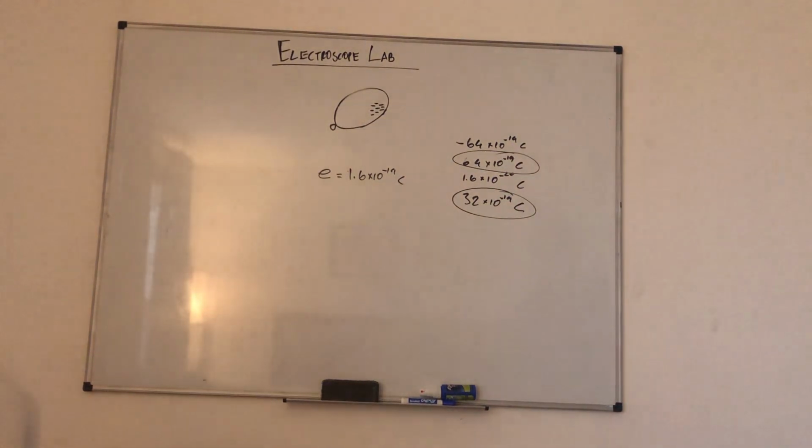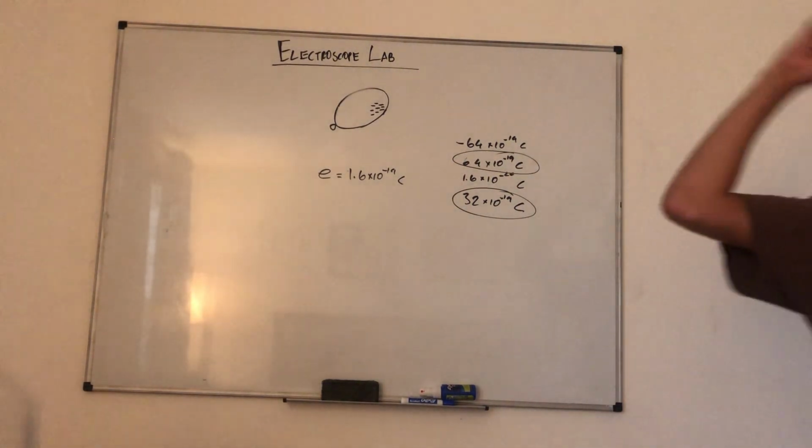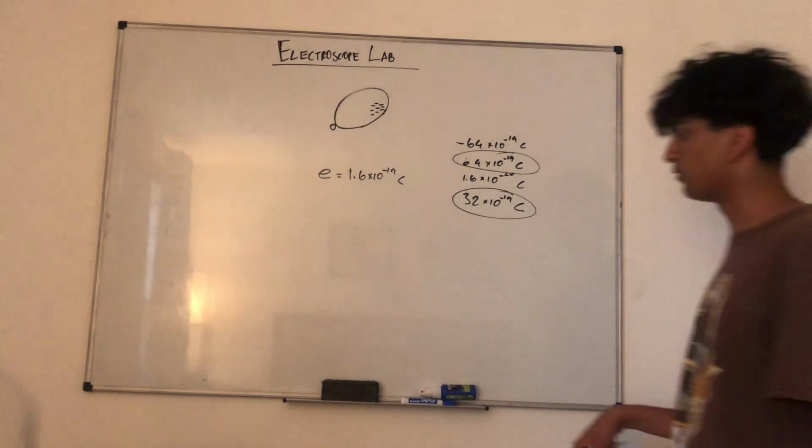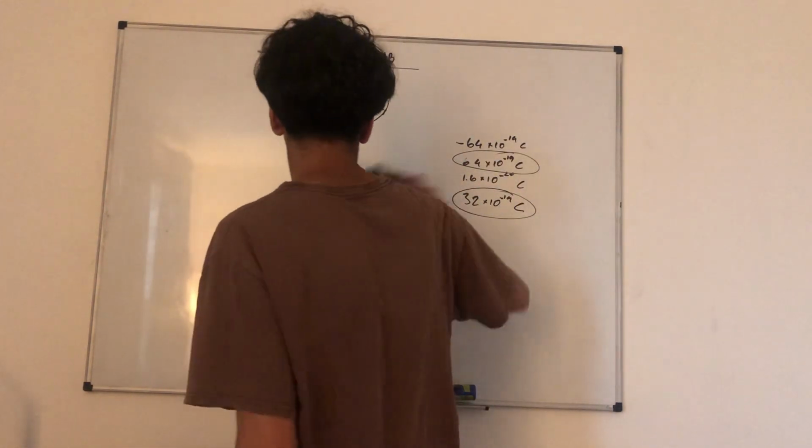So let's go on to the electroscope part. Rub a balloon on your head and bring it close, but don't touch an electroscope. I'm on the third kind of problem there. Draw what the charge would look like and explain why. Okay, so let's get our electroscope here.